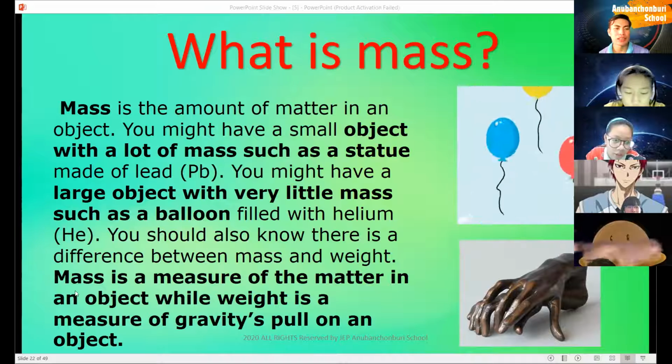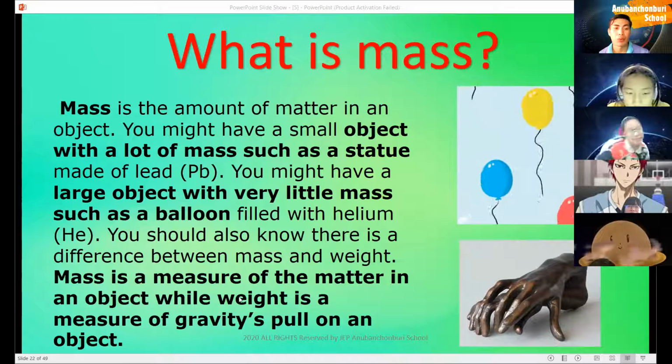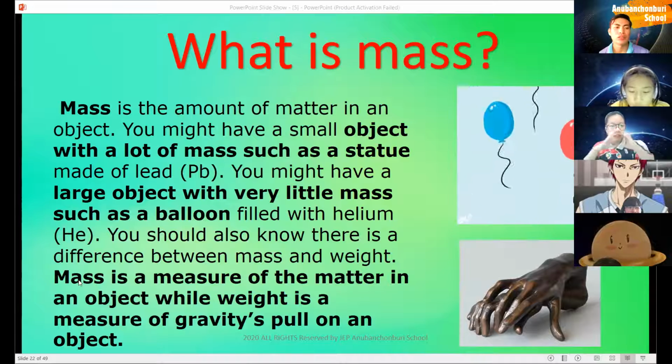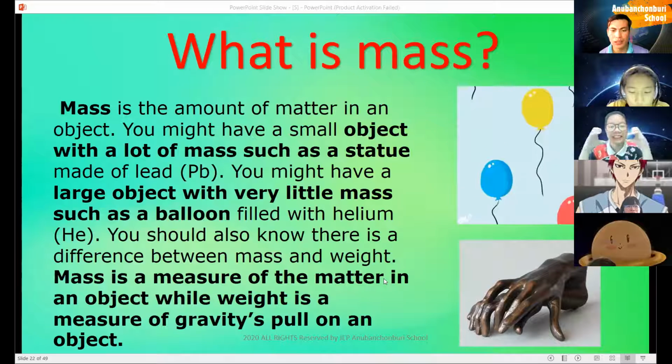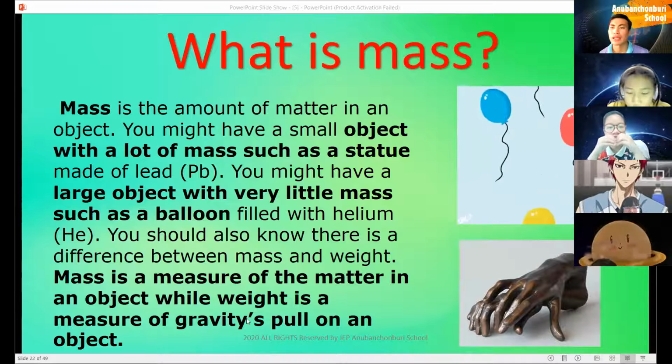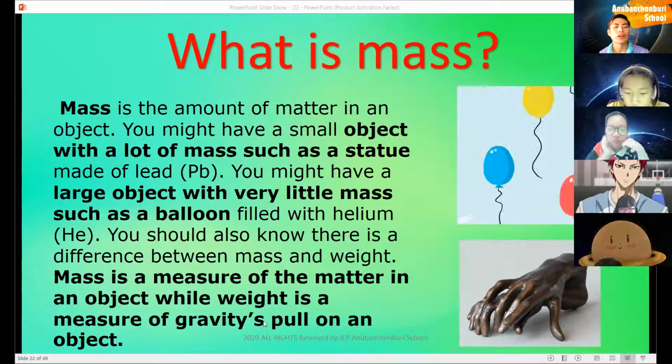Okay, so here, that is the difference between mass and weight. The weight is just a measure of gravity's pull. The mass is the measure of the matter in an object, while weight is a measure of the gravity's pull on an object.